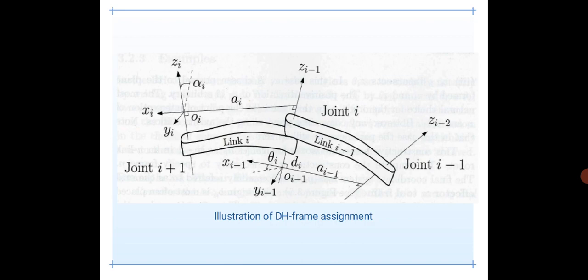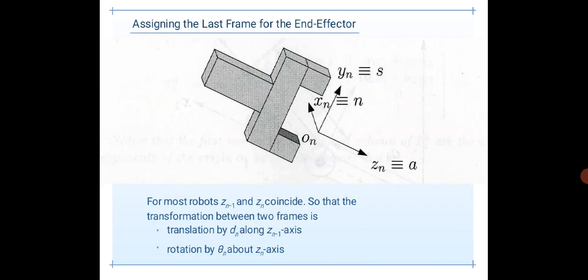And you could see here we have the frames, which are denoted with the ith frame, i-1 and i-2. And then assigning the last frame to the end effector. For most of the robots, z_{n-1} and z_n will coincide, so the transformation between these two frames is done by a translation by d_n along the z_{n-1} axis. And the second transformation will be a rotation by theta about the z_n axis.